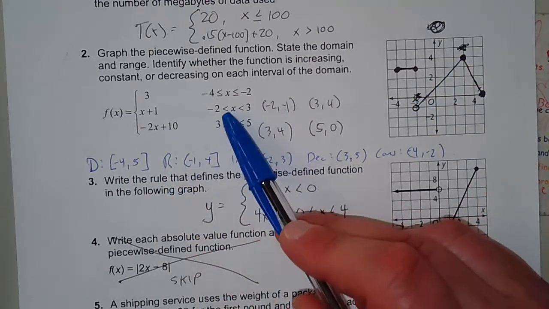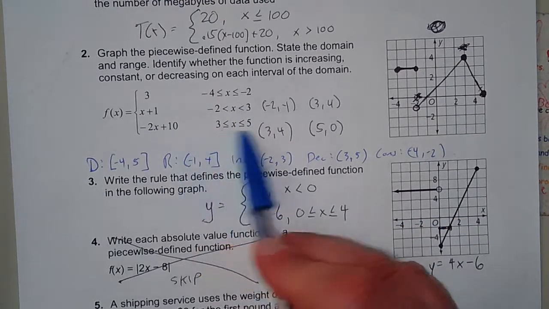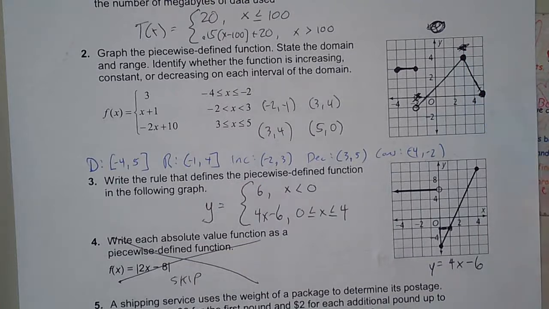Again, both should be open because they're both not included there. Same process here, but both points were closed because they are both included. Then it asks for all this information: the domain, range, increasing, decreasing, constant, and so on.